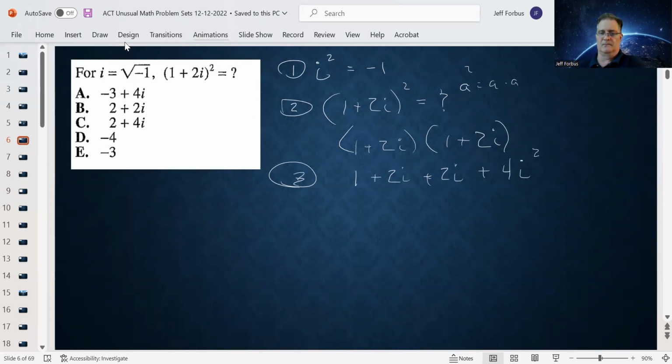Now look, our i squared comes into play. Now remember, we have to substitute -1 for i squared. So that's what we're going to do. 1 plus 2i plus 2i is 4i. Plus 4 times a -1. Now let's clean this up. Positive 4 times a -1 is a -4.